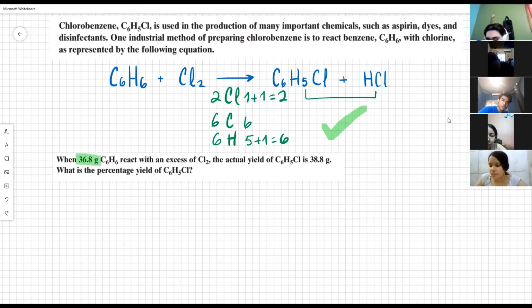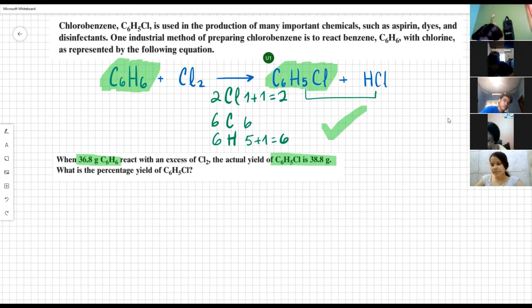So they are giving me 36.8 grams of benzene. So I am relating benzene with the other data here. Okay? 38.8 grams of chlorobenzene. These are the two substances that I am relating here. Benzene against chlorobenzene.